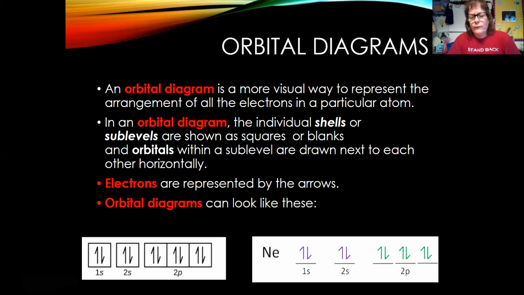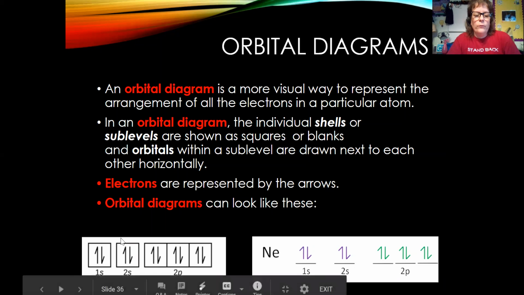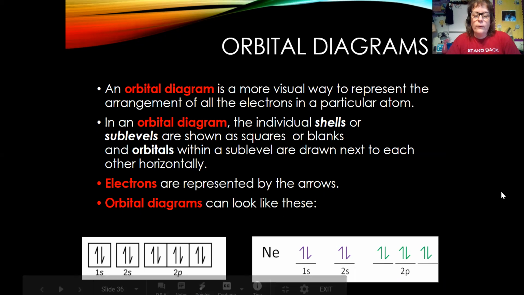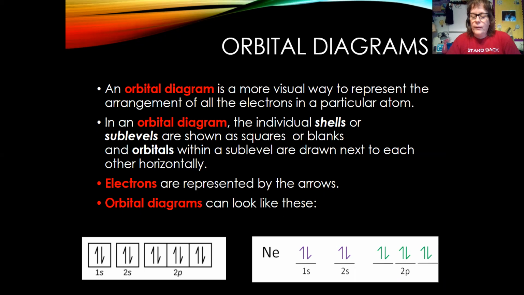Now, if you remember back to the first half of the chapter, we said that you can only fit 2 electrons per orbital. So you can see there's only 2 arrows in each one of these boxes or on each one of these lines, because each one of the lines represents an orbital. So you're not going to have any more than 2 arrows on a line or a box because you can't fit any more than 2 electrons.